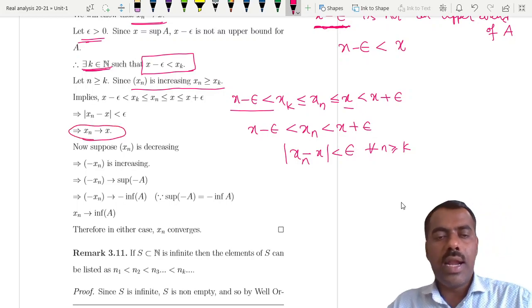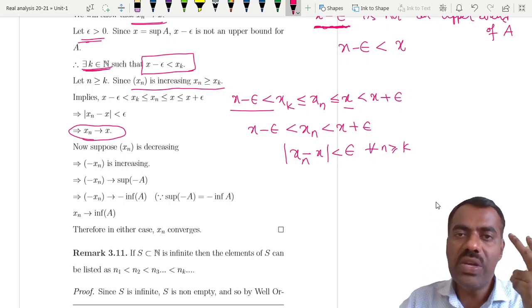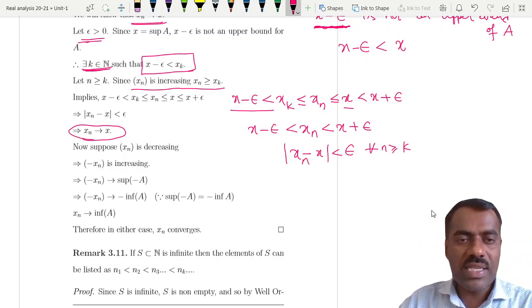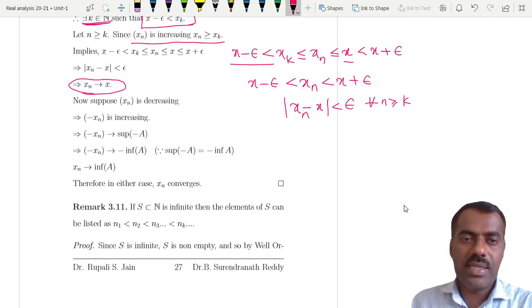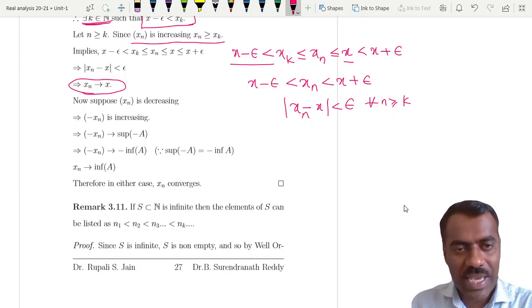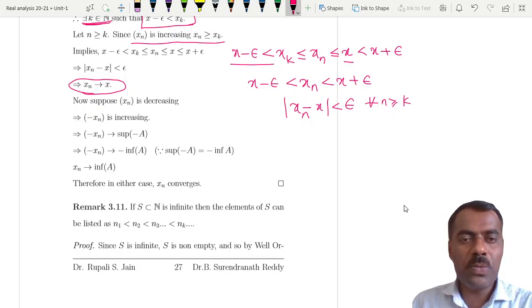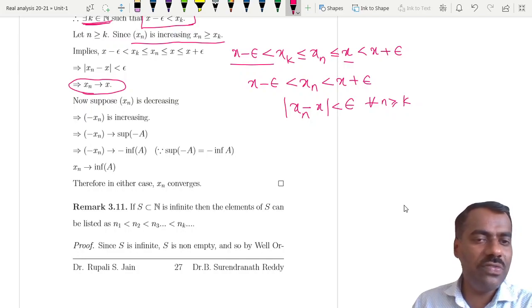Now if Xn is decreasing, you can do it in two ways. One is, if a sequence is decreasing in real numbers, then by multiplying with minus 1, what you get is that minus Xn is increasing. Then apply the first result: minus Xn converges to the supremum of minus A, and the supremum of minus A is the same as minus the infimum of A.